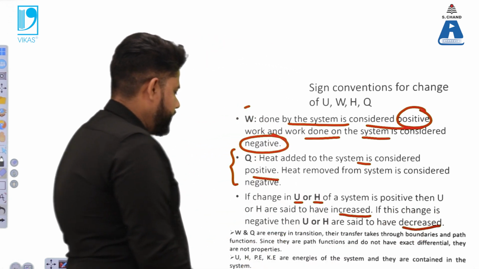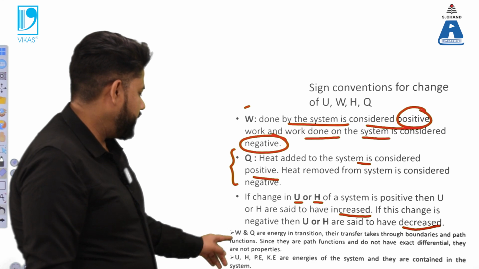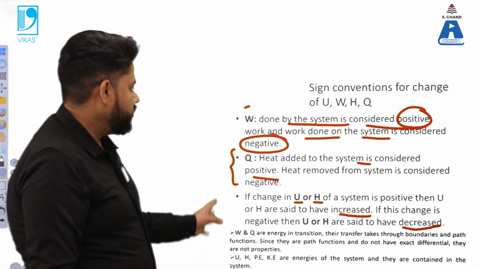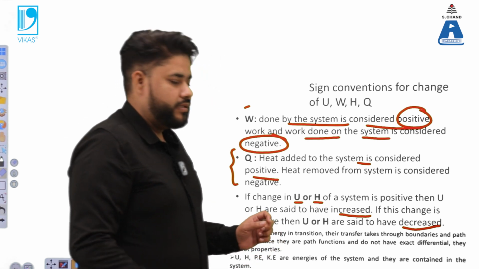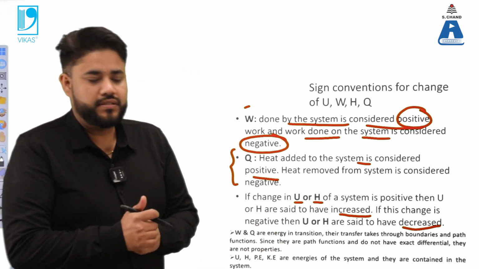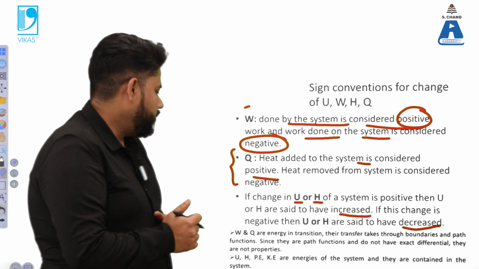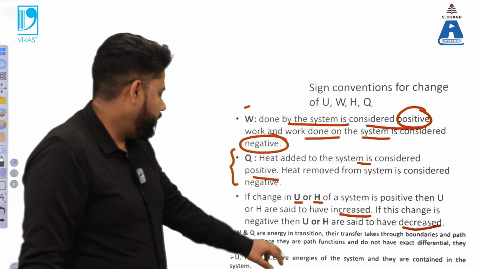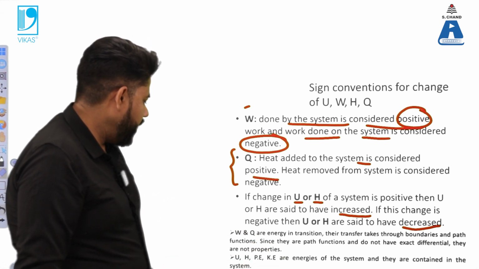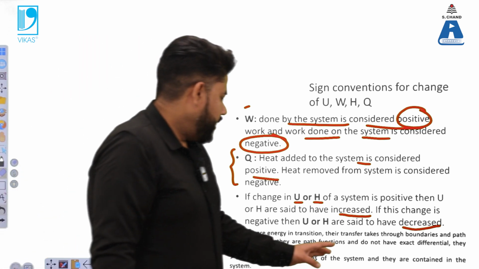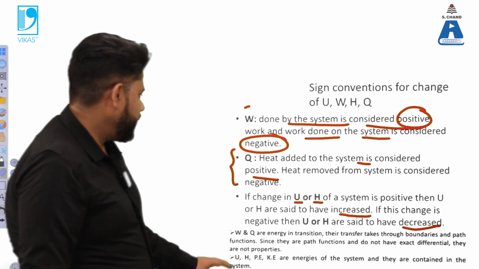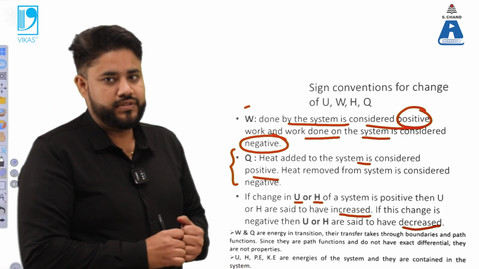And as I have told you, W and Q are those energies which are there in transition, and the transference basically occurs across the boundaries, and they are basically the path functions. And the other set, like internal energy and potential energy, are considered energies of the system, and they are contained within the particular system.